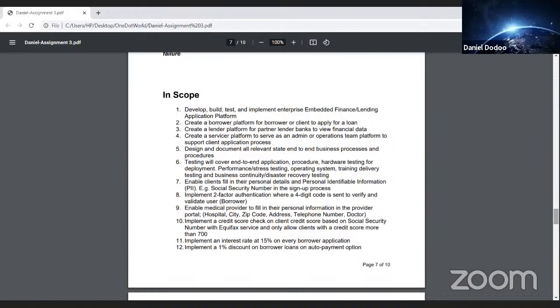And also implement a credit score check on the client's credit score based on the social security number with the Equifax service, and it will only allow clients with a credit score of more than 700.